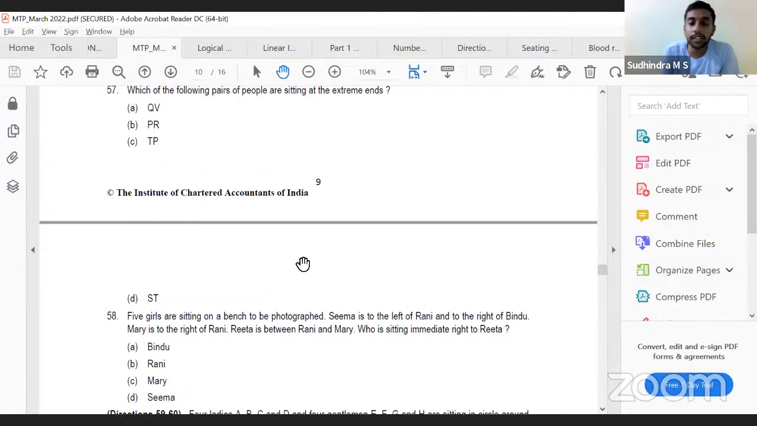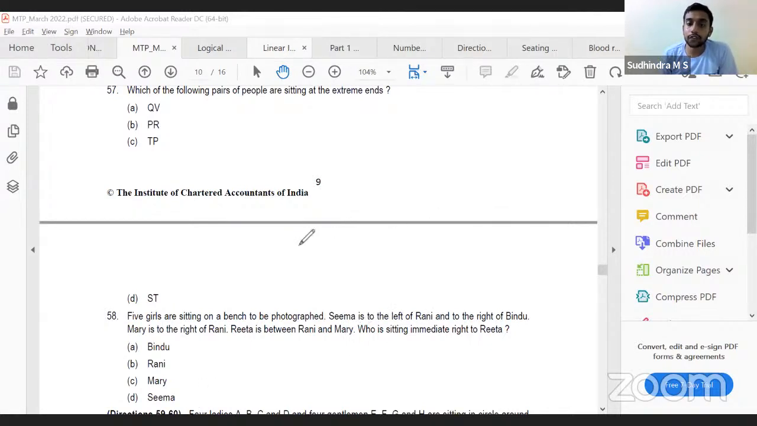5 girls are sitting on a bench to be photographed. Seema is to the left of Rani and to the right of Bindu. Mary is to the right of Rani. Rita is between Rani and Mary. Who is sitting immediate right to Rita? Again, we have to arrange first. Is there any specific information first? No definite information, right? All are comparative information as well.